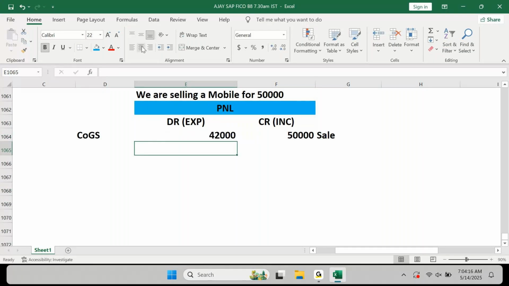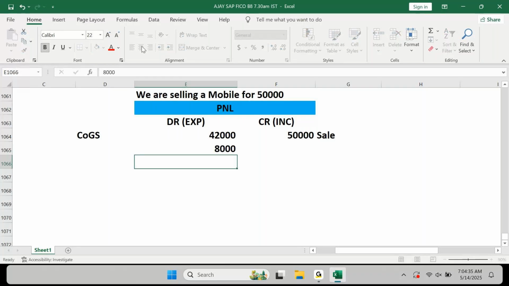My cost of this mobile phone is only 42,000 and I sold this mobile phone for 50,000. Am I making a profit or am I getting a loss? Profit. If I am making profit, what is my profit? 8,000 is my profit. Now if I look at this, this is 50, this is 50.